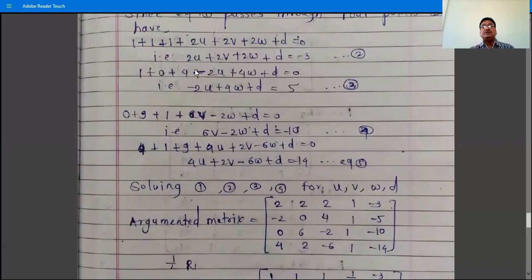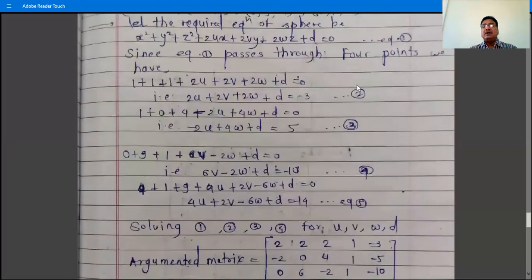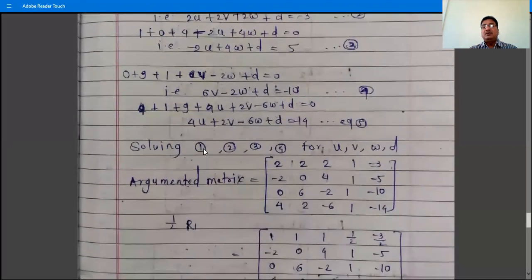We have 4 equations, and there are 4 unknowns. What are they? u, v, w, and d. So there are 4 equations and 4 unknowns. Solve equations number 2, 3, 4, and 5 for u, v, w, and d. Solve these equations by using the Gauss elimination method or any other method.